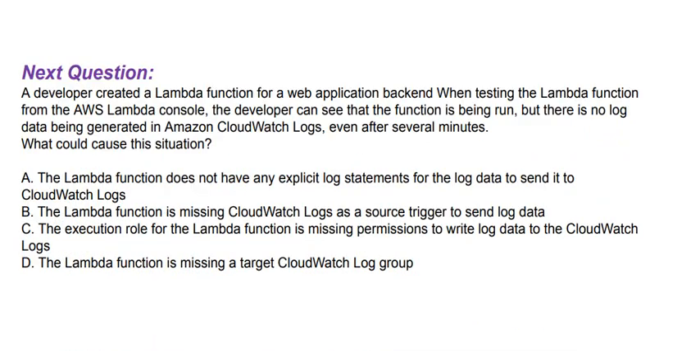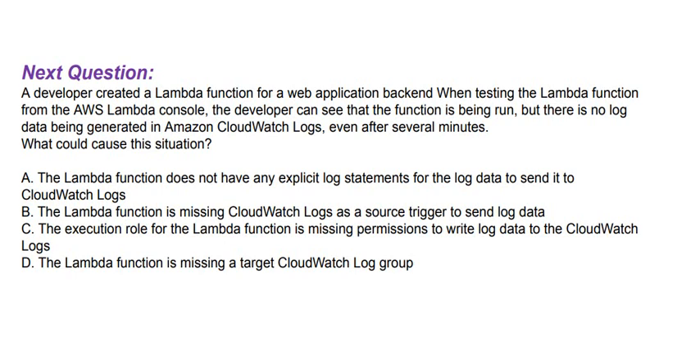Moving to next question. A developer created a Lambda function for a web application backend. When testing the Lambda function from the AWS Lambda console, the developer can see that the function is being run, but there is no log data being generated in Amazon CloudWatch Logs, even after several minutes. What could cause this situation?